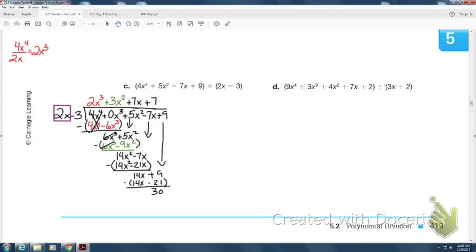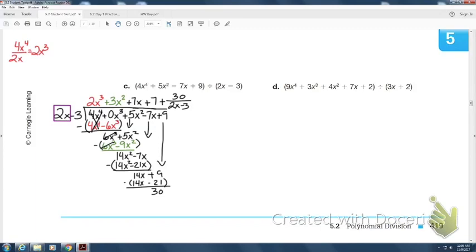So if you got positive 30 as your remainder, you got it right. Okay, I want to talk about a couple things that you need to be aware of, because this process is extremely long. Here we got a 4th degree divided by a 1st degree, so that tells you that you're going to repeat those 4 steps quite a bit. Now, each individual step may not be as long as if we did a 4th degree divided by a 3rd degree, but you're going to repeat those steps quite a bit.